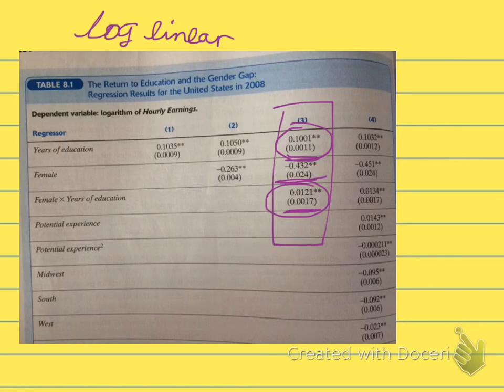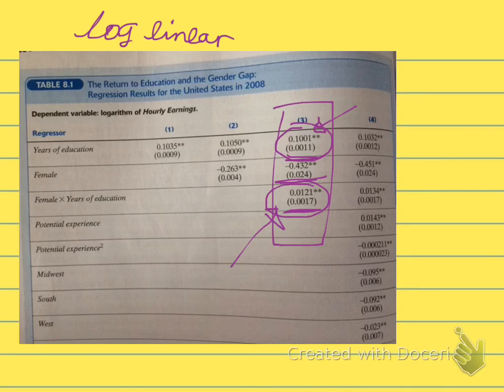So the returns to education are slightly higher for women than they are for men. That's what that coefficient is telling us. The return to education for men is 0.10. The return to education for females is 0.10 plus 0.0121, so it's about 11%.